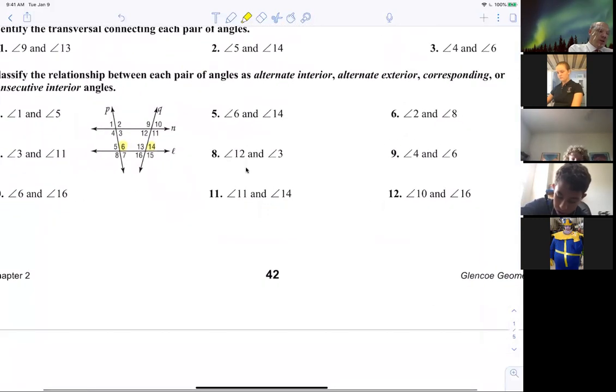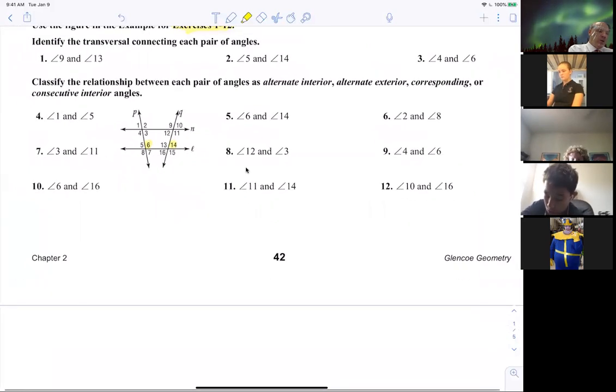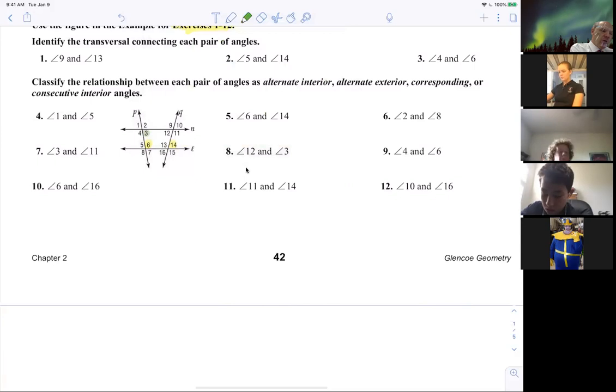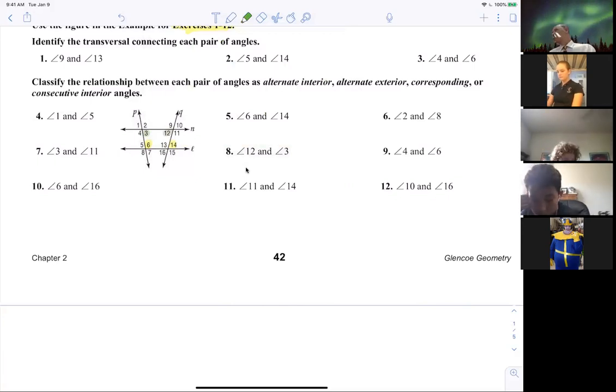All right, 2 and 8, somebody help me. Alternate exterior, good. Angle 3 and 11. Corresponding, good. 12 and 3. Wait a minute. But the interior is kind of silly because they do call those what? Consecutive interior. Consecutive interior.